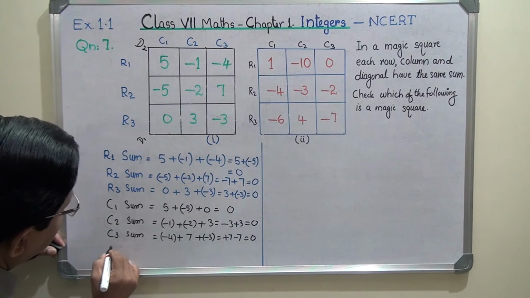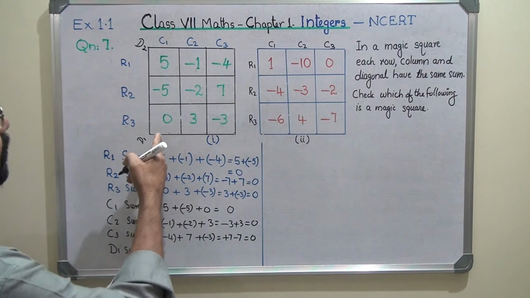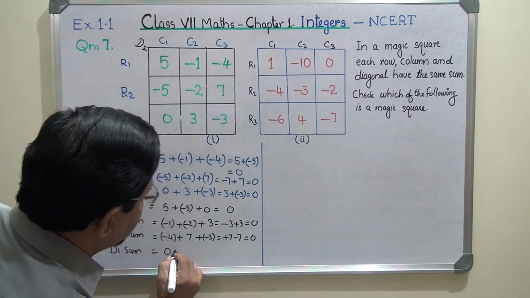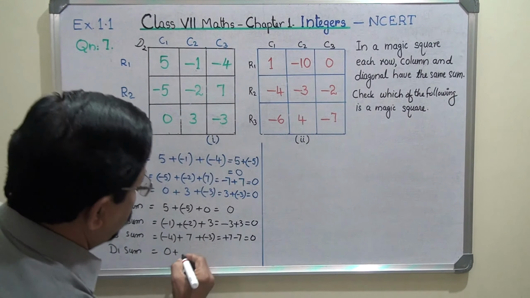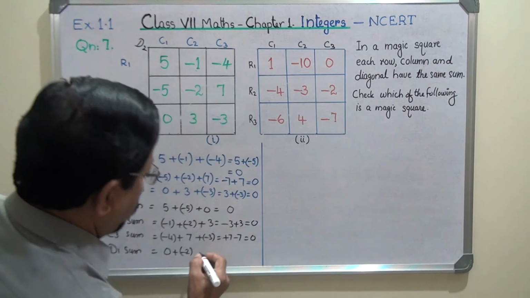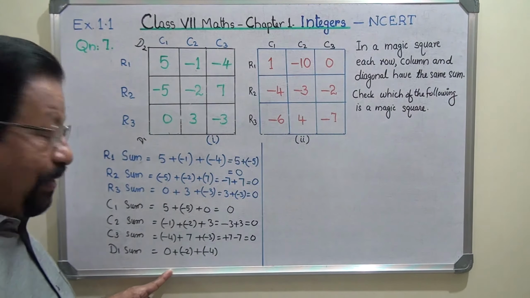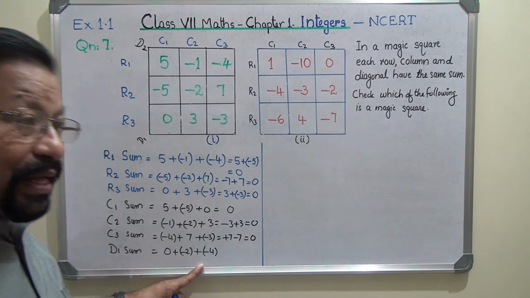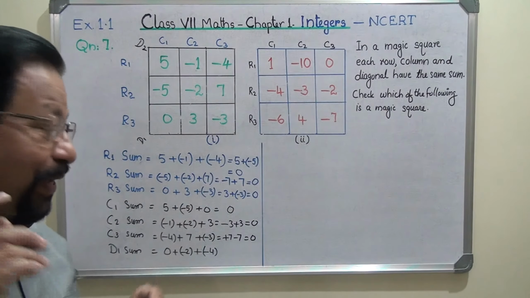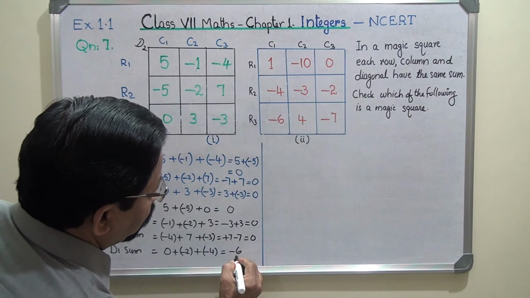Diagonal 1 sum, D1 sum. The diagonal from corner to corner is 0 plus minus 2 plus minus 4. Here 0 has no value. Minus 2 plus minus 4: the sum of two negative integers is a negative integer, which is equal to minus 6.